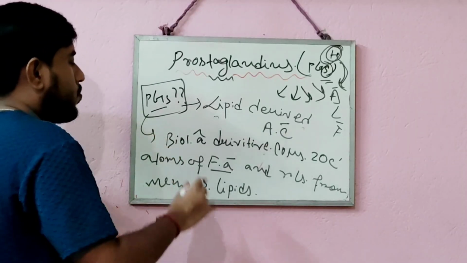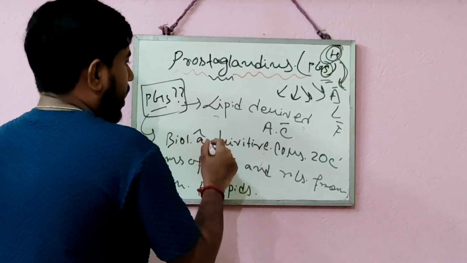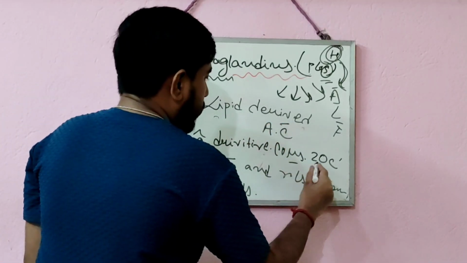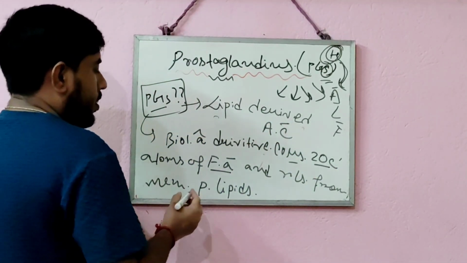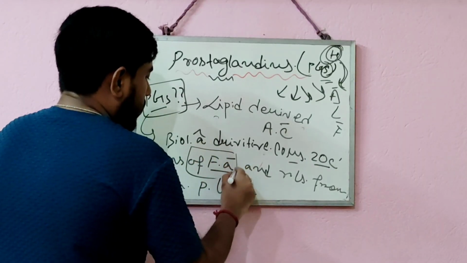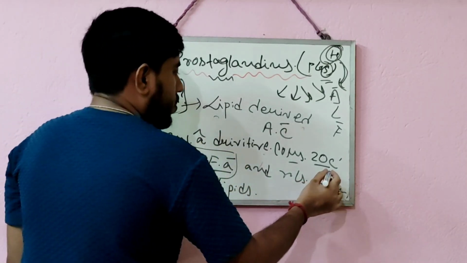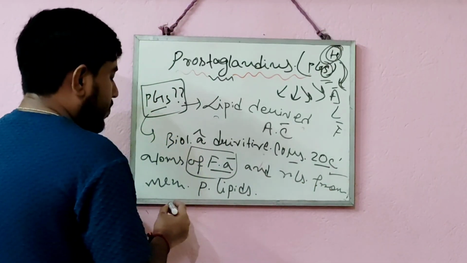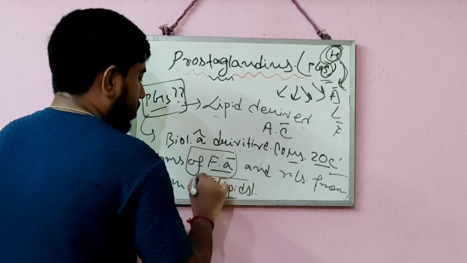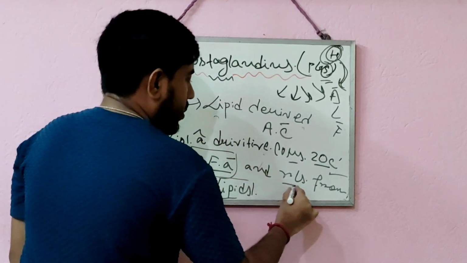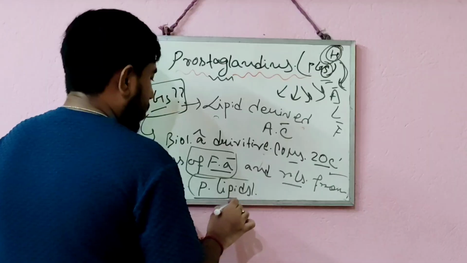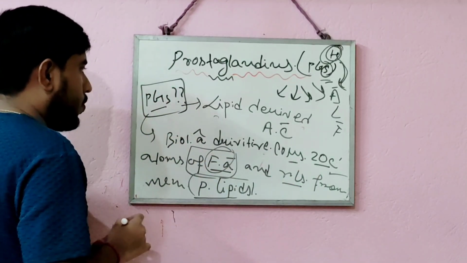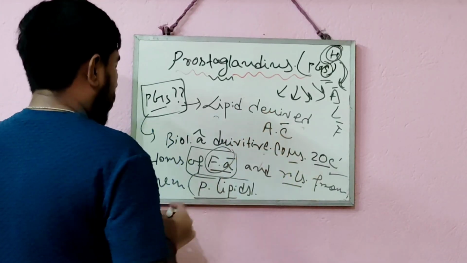So what is prostaglandin? Prostaglandin is a biologically active lipid derived autocoid that generally consists of 20 carbon atoms, with different chains of fatty acid, and it is generally released from membrane phospholipids. As it is released from a phospholipid and consists of fatty acid and 20 carbon atoms, it is a lipid derived autocoid.